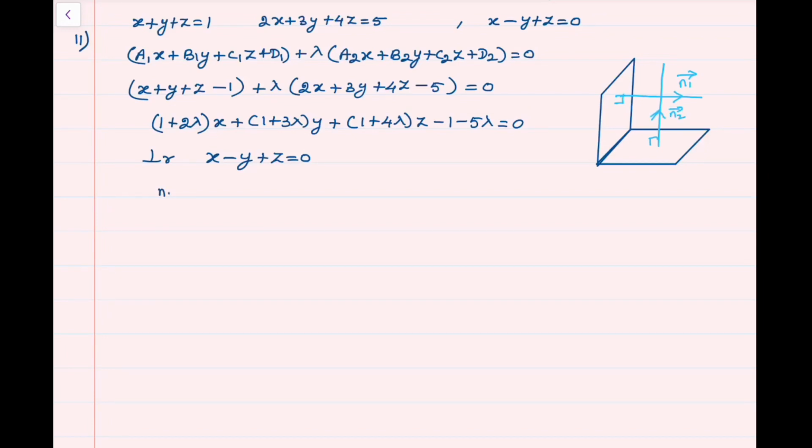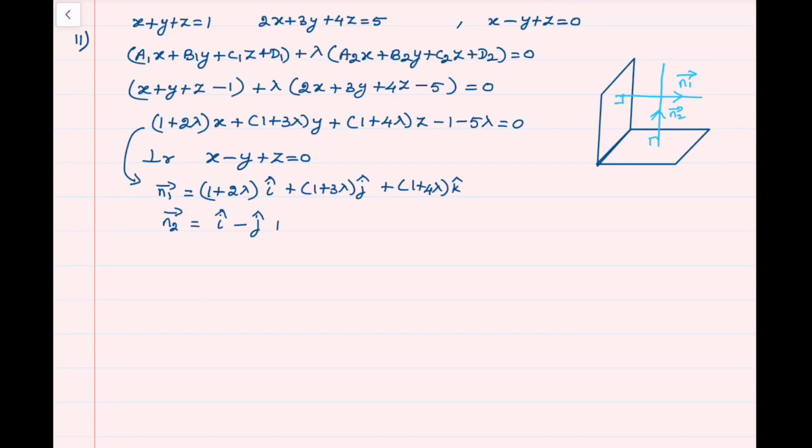Let us write the normal of the first plane. The coefficients of x, y, z will give you the normal: (1 + 2λ) i cap + (1 + 3λ) j cap + (1 + 4λ) k cap. Let us write the normal of the perpendicular plane. The coefficients of x, y, z are 1i minus 1j and plus 1k.